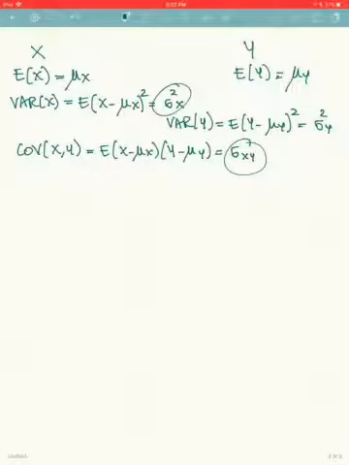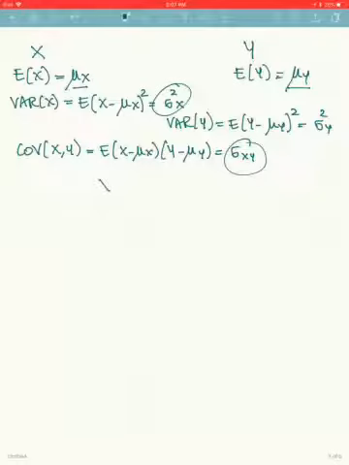Let's use the same setup that we had before. We have two random variables x and y. The mean of x is mu of x, the mean of y is mu of y, the variance of x is sigma square x, the variance of y is sigma square y. And now let's be general and assume that they're correlated with a covariance that is sigma x y.